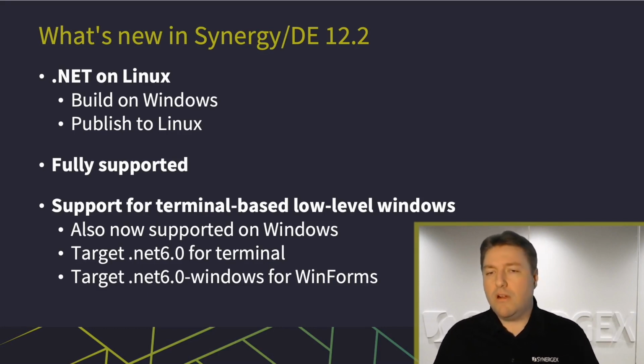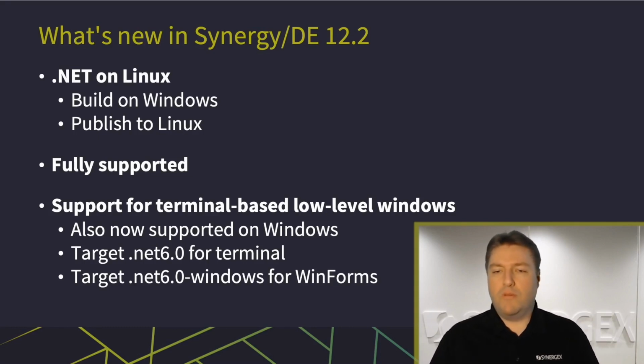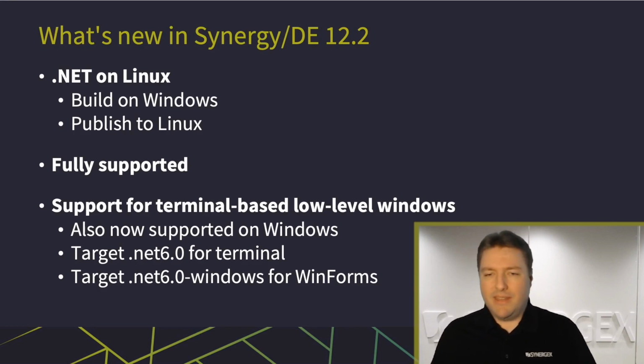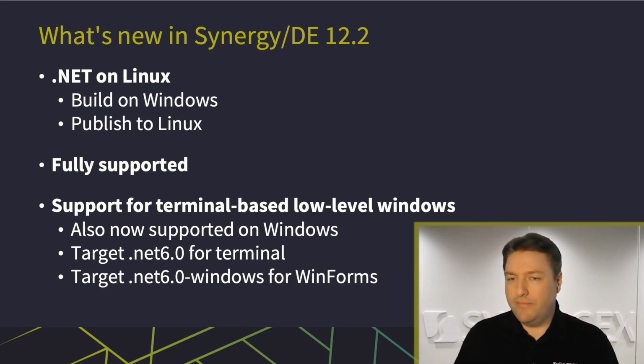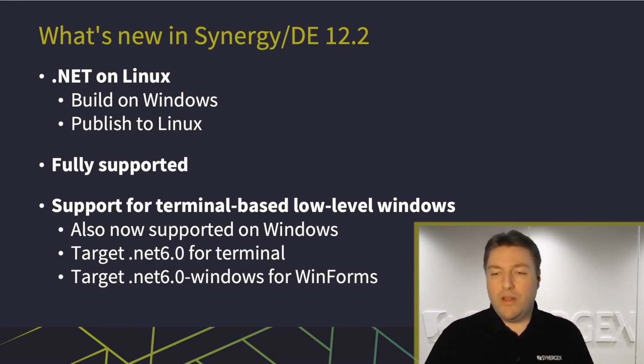As a result, our .NET 6 implementation of low-level Windows and Toolkit is the Unix-style terminal interface rather than the pseudo-WinForm style that you get when working with .NET Framework on Windows. That's not limited to Linux. We carried forward that vision onto Windows. So for the first time, you can build and run Synergy.NET low-level Windows code that targets a terminal-first experience on Windows.